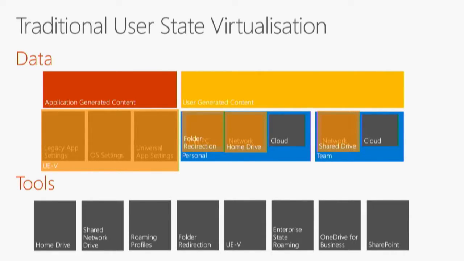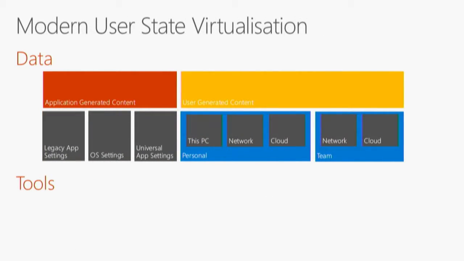So roaming profiles is tick the box and it just grabs everything and you have to tune it back. UEV is you turn it on and tick some boxes for the applications you want, and then you tune it to capture exactly what you want, and it's very granular. So that's where we are at the moment with a lot of traditional user state virtualization. When we get into modern user state virtualization, it's a bit different.